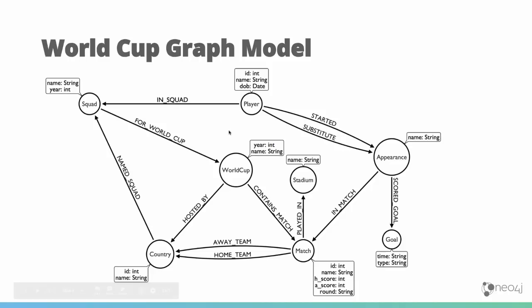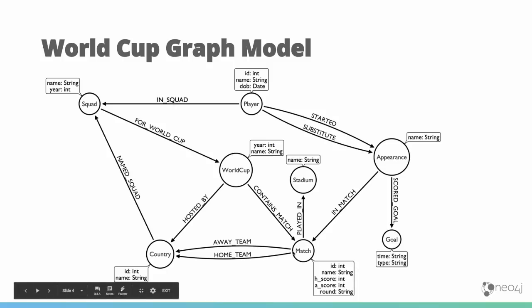A player can be named in a squad, and obviously they can be named in multiple squads. So you could be in the squad for the 2018 World Cup, maybe also for the 2014 World Cup, and for the 2010 World Cup, and so on. A player can then make an appearance in a match over here on the right hand side. An appearance would just be representing their country in a match, and so you can see the appearance has a connection to a match. And they could also score a goal in that match. Obviously they could score more than one goal.